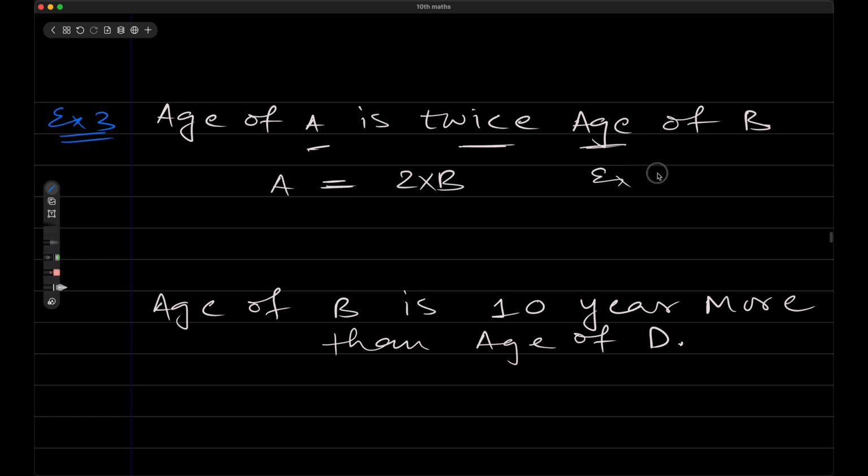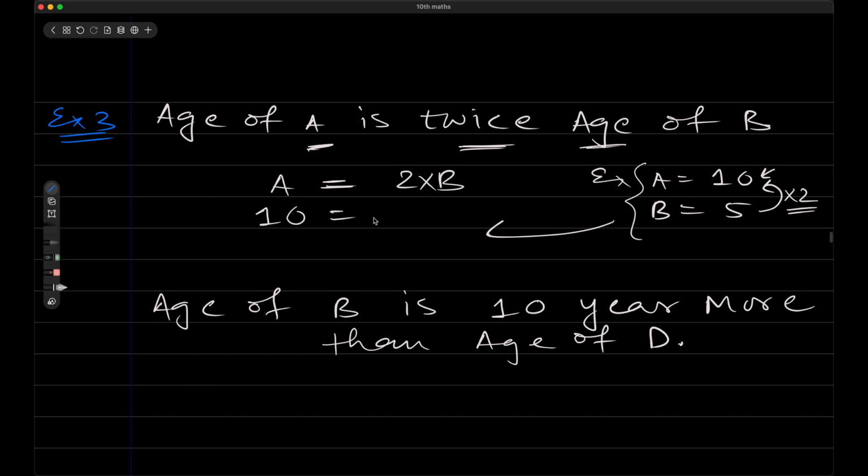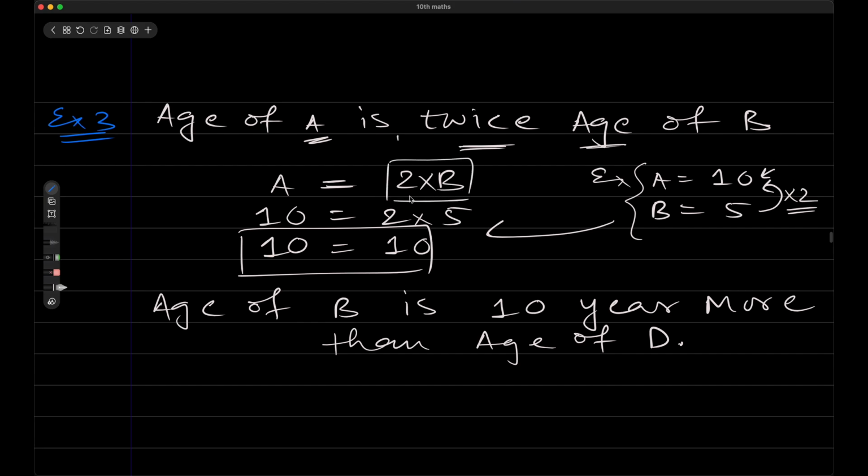If we take one example, that is if we take age of A equals 10, then age of B will be 5. That is, age of A is twice the age of B. And if we put A and B in this equation, that is 10 equals 2 into 5, the equation satisfies. In this case, age of A is more, so we have to multiply the age of B.